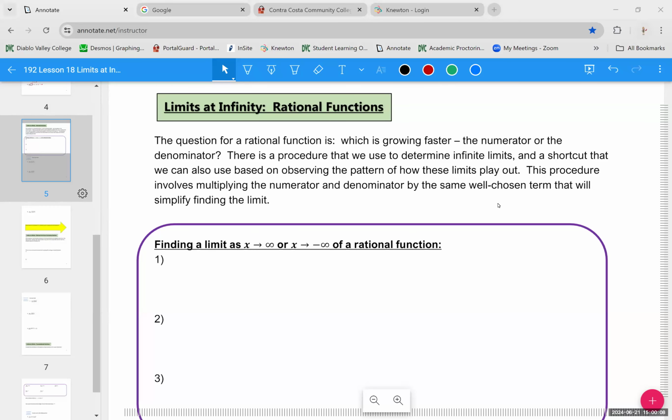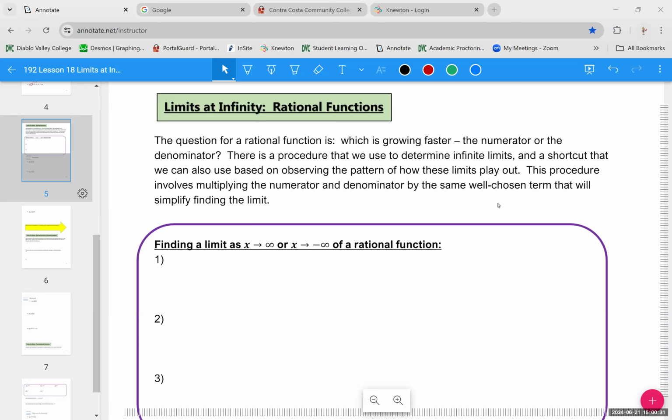So we're going to examine limits at infinity for rational functions. And the main issue for rational functions, you've got a polynomial on top and a polynomial on the bottom. So which one is growing faster? As x gets bigger, is your numerator or your denominator getting bigger faster? Because that will determine whether you have a limit that exists or you don't.